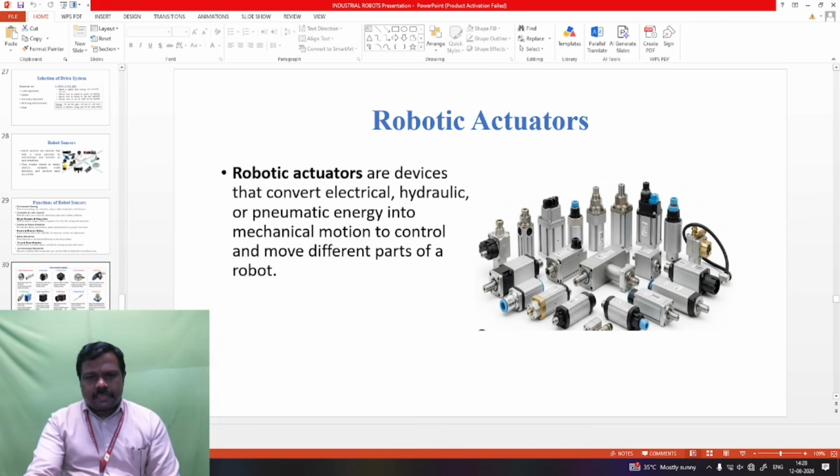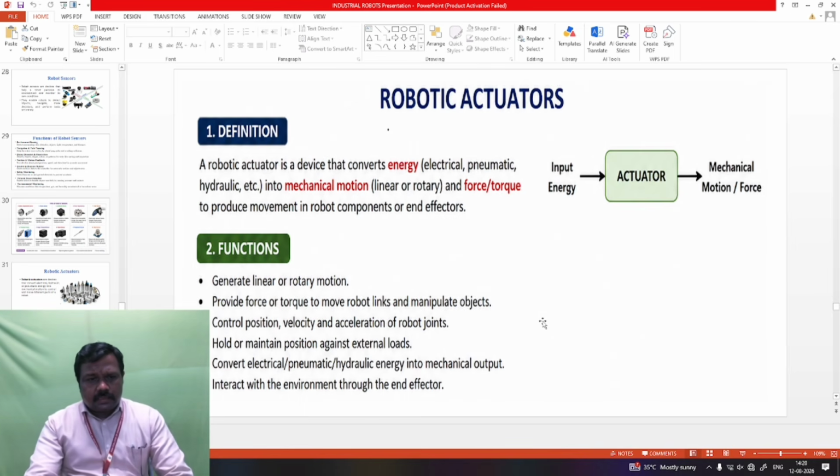Next part of the robot is the robot actuator. Robot actuators are devices that convert electrical, hydraulic or pneumatic energy into mechanical motion to control or move different parts of the robot. A robot actuator is a device that converts electrical, hydraulic or pneumatic energy into mechanical energy, meaning linear or rotary motion, to produce movement in robot components or the end effector.